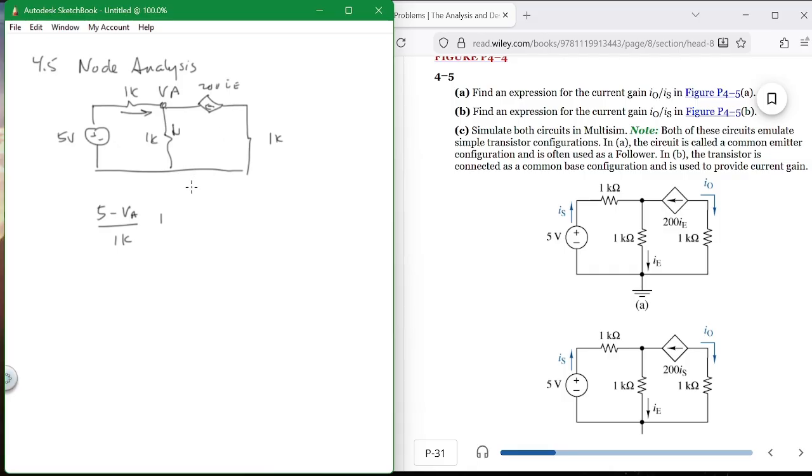Okay, and what's the current coming in from the right? Plus 200, IE, all right? What is going out? So this is coming in, this is coming in. What is going out? VA over 1K, all right? What is IE? It's equal to VA over 1K. So now we can substitute in here VA over 1K, and I've got it. 5 minus VA over 1K plus 200 equals VA over 1K.